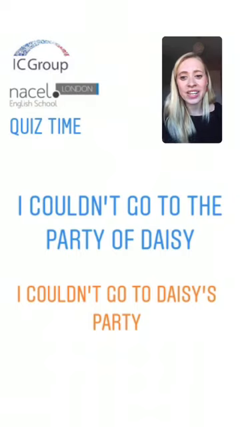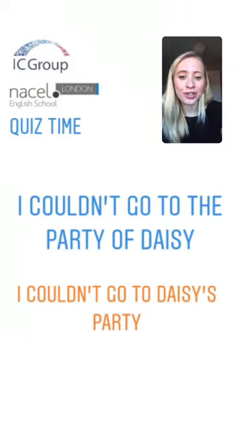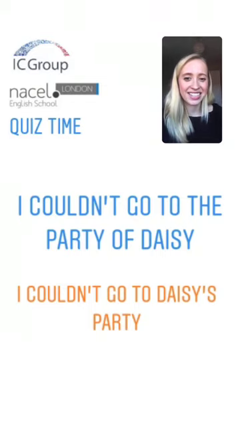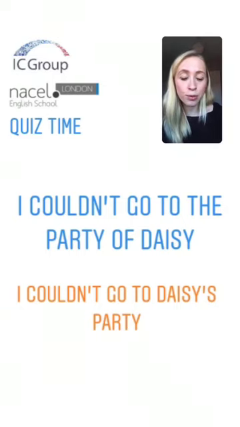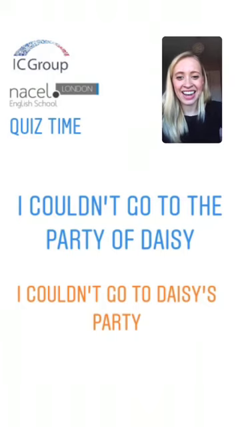The next one was I couldn't go to the party of Daisy. We said that we cannot use this expression in English. What you need to say is I couldn't go to Daisy's party. Remember that S sound is important to pronounce. Sometimes students don't say it when they read it. Let's have a look at the next one.